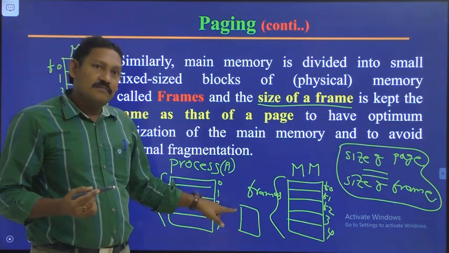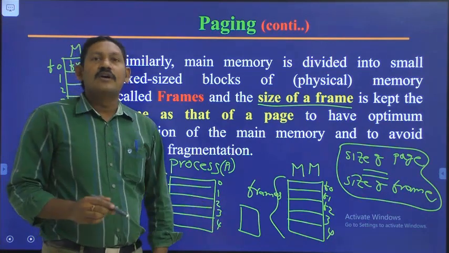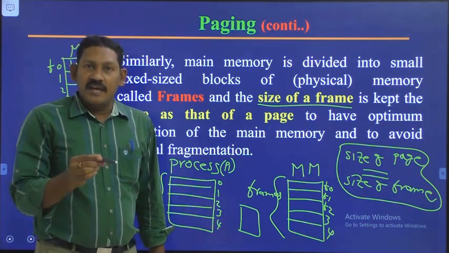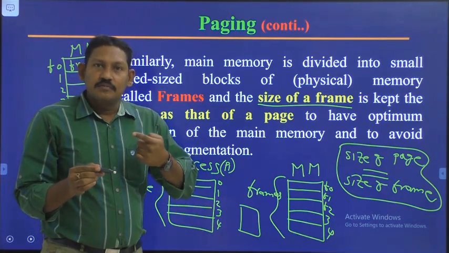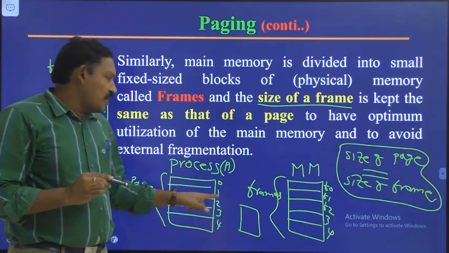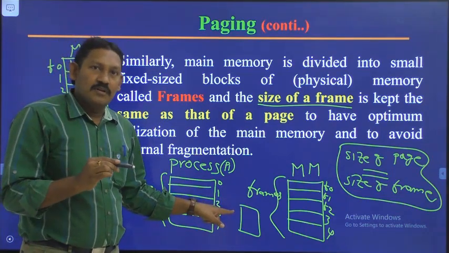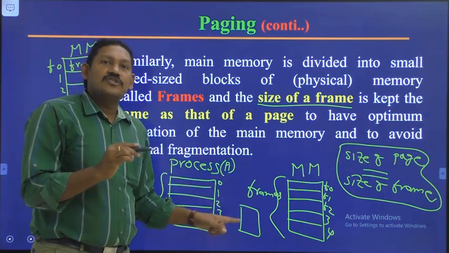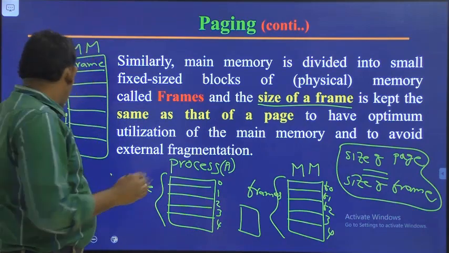Where page 1 has to be placed, we give page 1 as the input, because we have defined just now that a page table takes the page number as the input and produces the frame number as the output. Where page 1 has to be placed is the input we give to the page table, and it will tell us that it has to be placed in so and so frame number, like that. Okay, we will see.